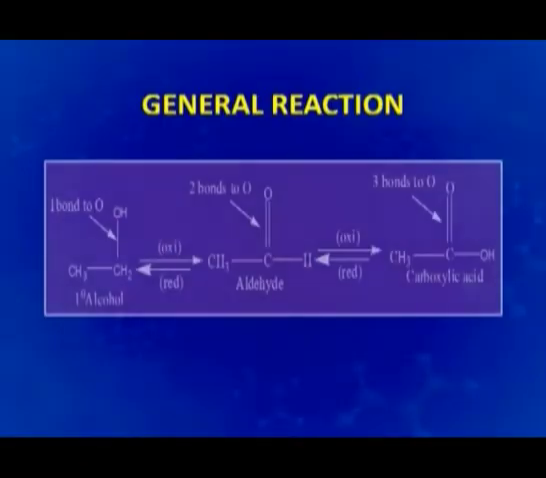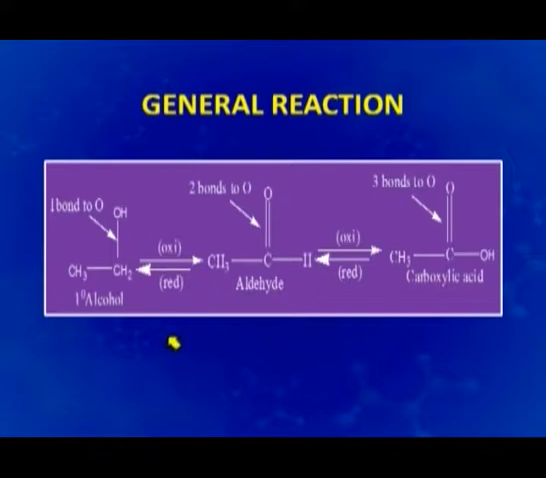So, now we will take the example of the general reaction, that is, primary alcohols. In the starting material there is only one carbon-oxygen bond, which on oxidation gives rise to aldehydes, which contain 2 carbon-oxygen bonds, which on further oxidation give rise to carboxylic acid, which contains 3 carbon-oxygen bonds.